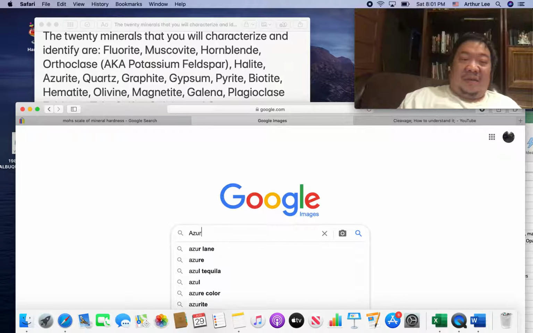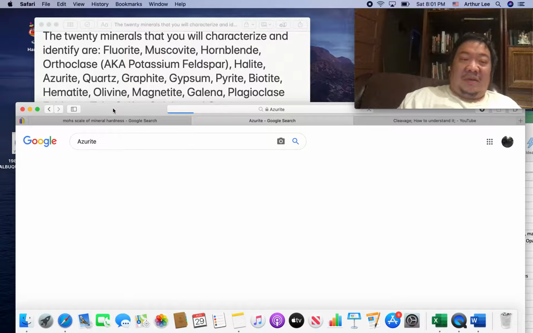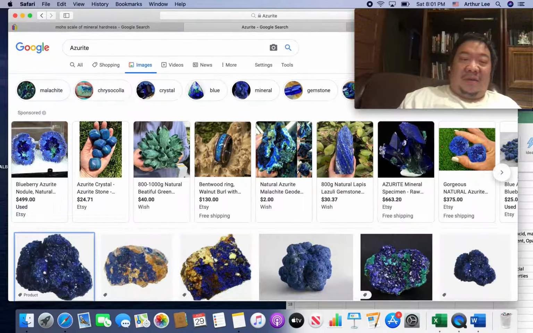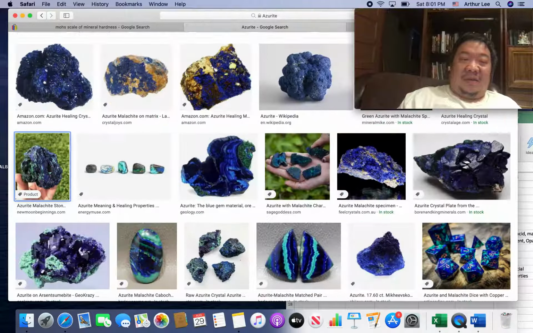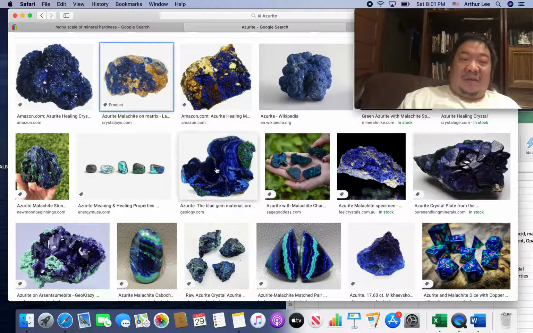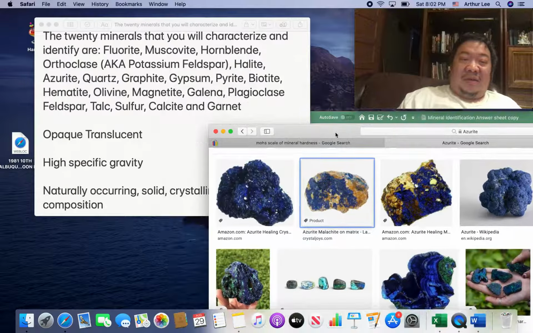Next mineral is called azurite. Azurite's a beautiful mineral. It comes in blues or greens or purples. It's opaque. It's used to make copper wiring or copper jewelry. It has copper in it. But the big giveaway is if you rub azurite against a porcelain plate, a streak plate, it'll give you a light blue to light green streak.